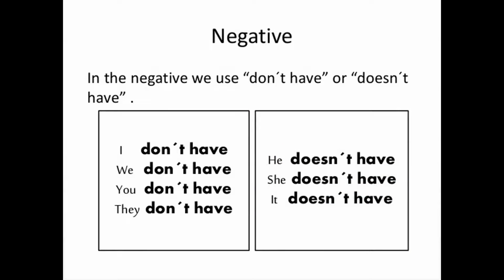Okay, next. Let's study the negative. In the negative form, we use don't have or doesn't have. Here, I don't have, we don't have, you don't have, they don't have. And another one, he doesn't have, she doesn't have, it doesn't have. So we use doesn't have with the three subjects: he, she, and it. And we use don't have with the four subjects: I, we, you, and they.